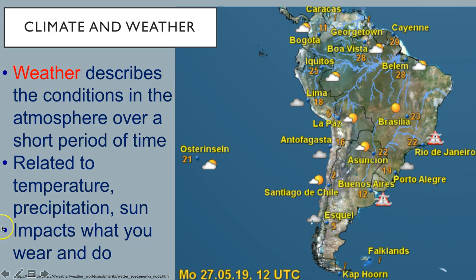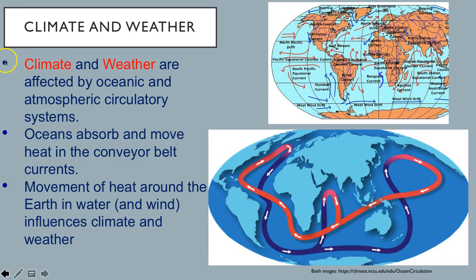The weather impacts what you will wear and what you will do on a given day, whether you will bring a jacket or whether you will go camping or sailing on the weekend. Climate and weather are affected by oceanic and atmospheric circulatory systems. Oceans absorb and move heat in the conveyor belt currents. Movement of heat around the Earth in water and wind influences climate and weather.